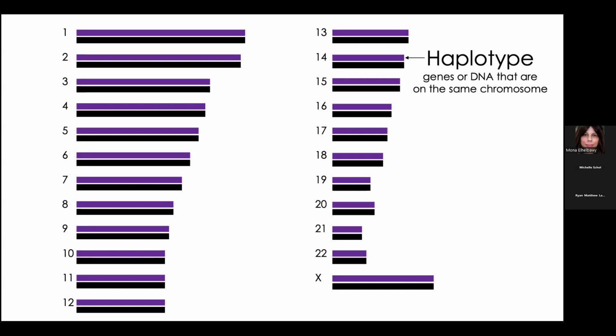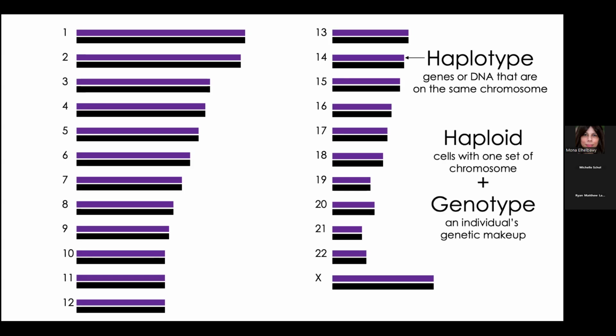I might refer to this word haplotype, and it's a terrible word. It refers to when you have two chromosomes, I'm referring to just one of them. It's a mashup of two words. Haploid are organisms that have just one copy of every chromosome, and your genotype is your specific genetic makeup. We took those two words, smashed them together, and this is how we refer to just one of your chromosomes in the case that you have two.